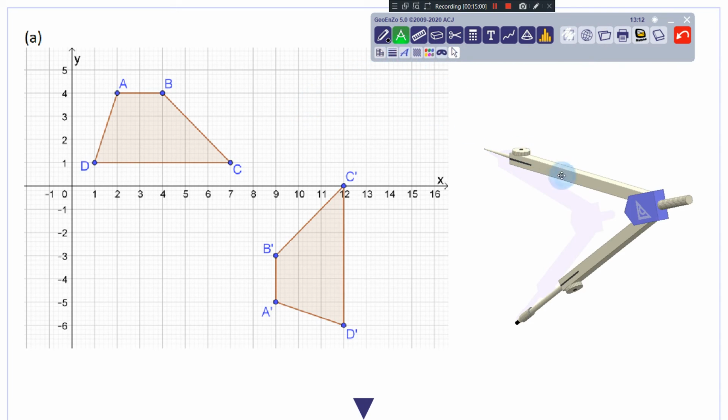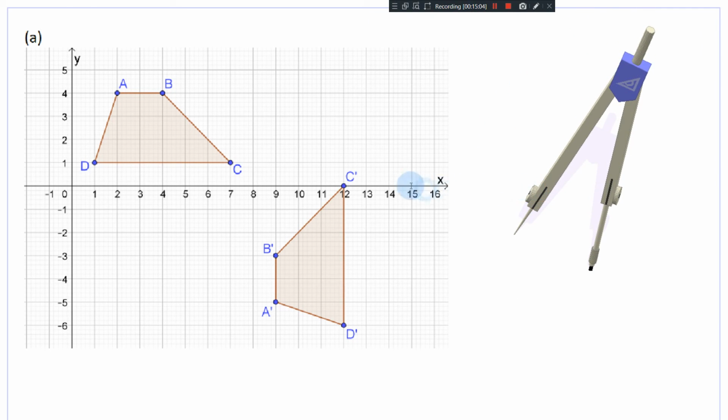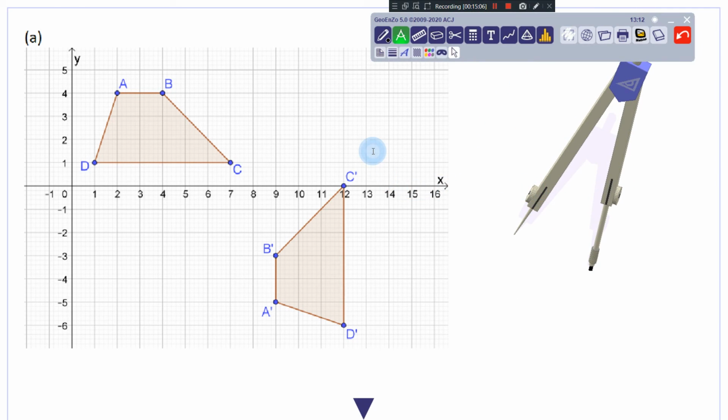Okay, so this one we need to use our compasses to help us to get the answer. We need two pairs of corresponding vertices. You can use B prime, A prime, C prime, or D prime. You just need two pairs. So in this case, I will choose C and C prime first. So I need to construct a perpendicular bisector for this line.